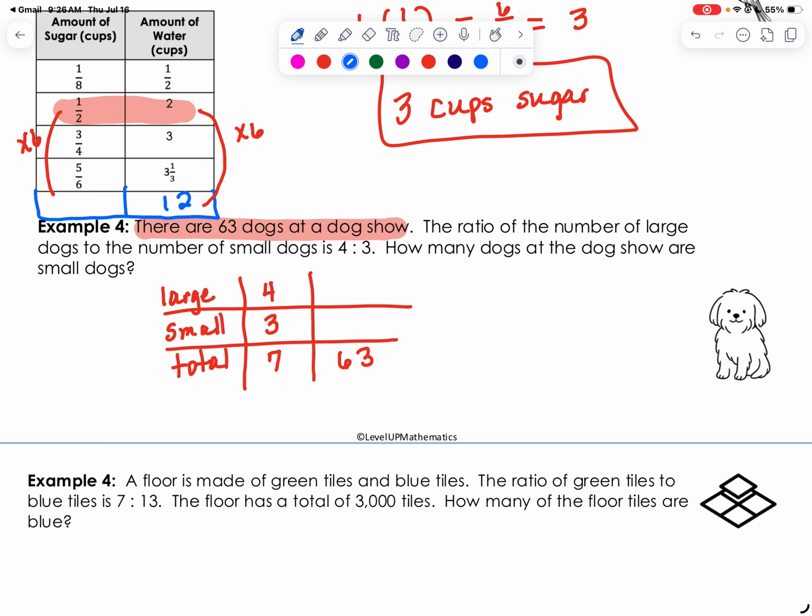Then I would ask myself, what do I need to scale by? So hopefully you said 7 times 9 is 63, which means I would have to scale the 4 times 9, which is 36, and the 3 times 9, which is 27. So now we can answer the question, how many dogs at the show were small dogs? And the answer would be 27 small dogs.